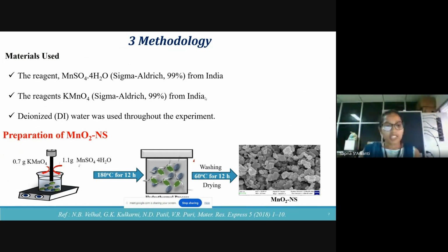Then they are transferred into a stainless steel autoclave for about 12 hours at 180 degrees Celsius. After cooling to room temperature, the product was washed several times with water and ethanol and dried for 12 hours at 60 degrees Celsius. Then the final product was the MnO2 nanostructure.